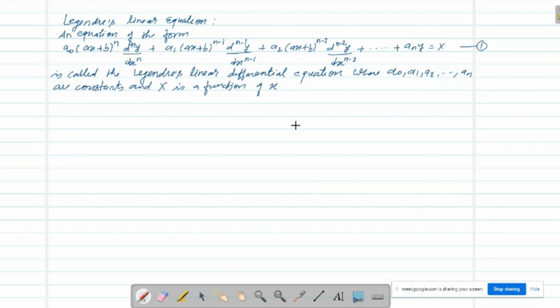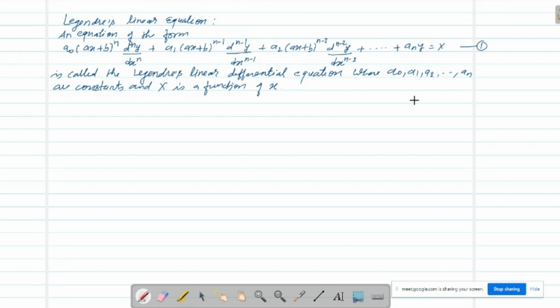Now see here. If the right hand side X equal to 0, then equation number 1 becomes a homogeneous Legendre linear differential equation. If the right hand side is non-zero, then that will become a non-homogeneous Legendre linear differential equation. If the right hand side is 0, then this is a homogeneous Legendre linear differential equation.